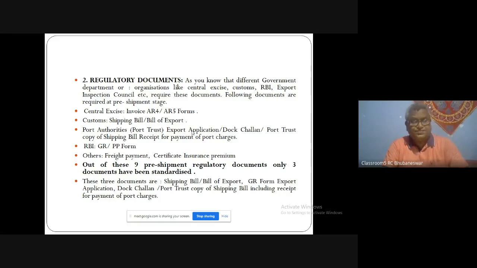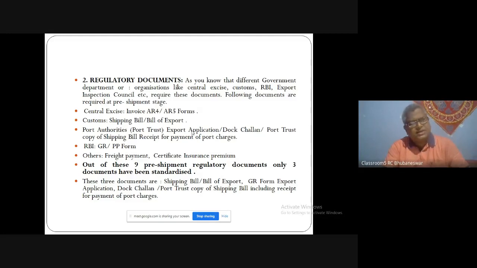But the question here is whether the shipping bill or shipping export document is necessary. GR application, dock challans, port trust authority, port payment charges, these are the basic documents which are required for exporting goods to a particular country.